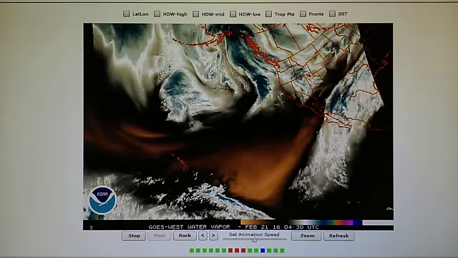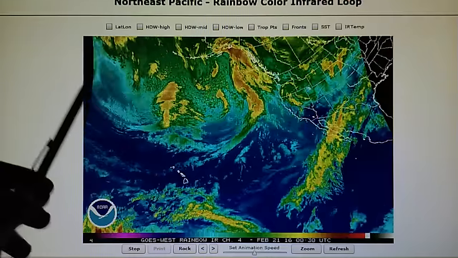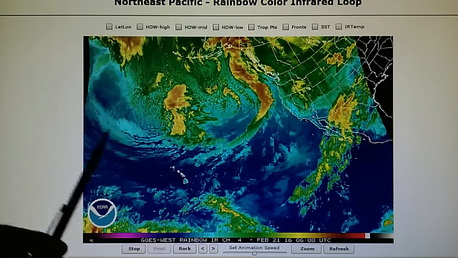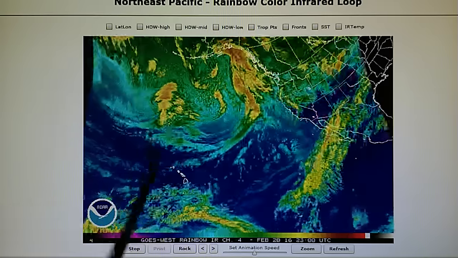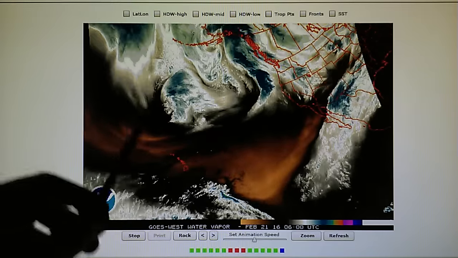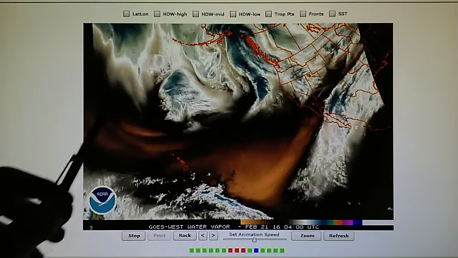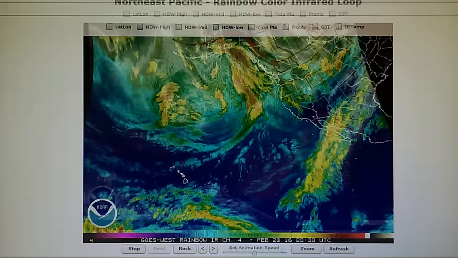Let's look at the infrared loop. We can see what's happening. There's a lot of outflow right here. We have a lot of heat being applied right through here. Let's go back again and look at that. We have right here, we have clockwise rotation.